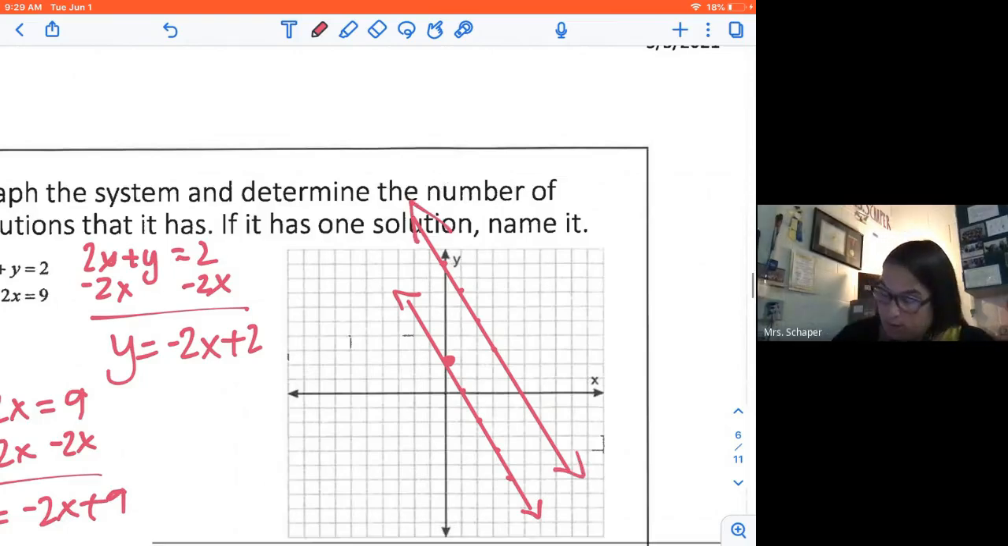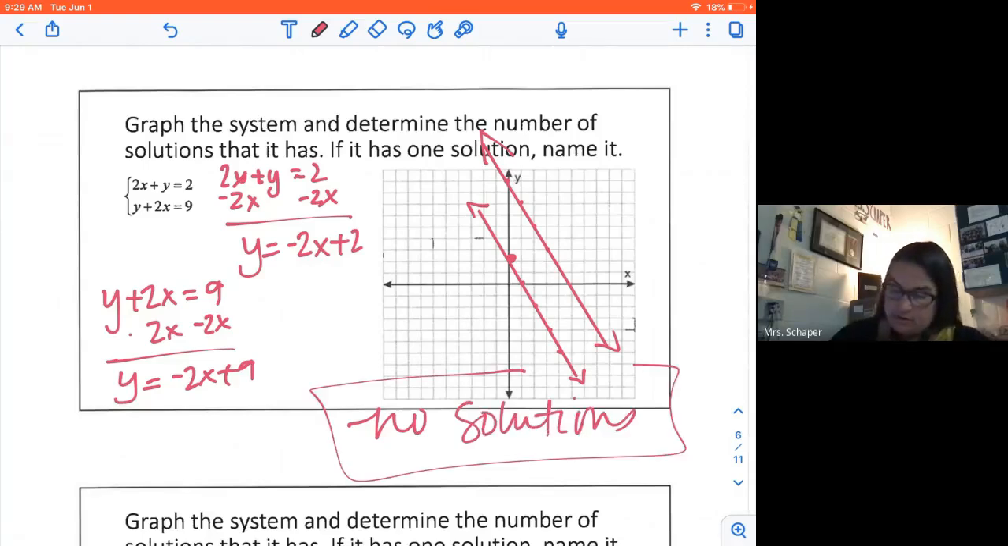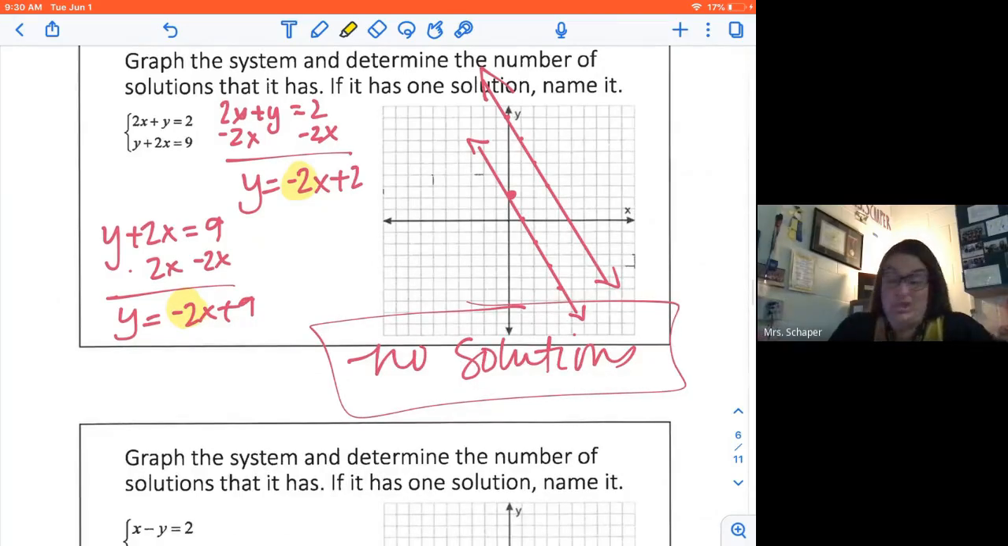So that means that there are no solutions. And another hint to this would have been that their slopes are identical. And if they have the same slope, they're parallel. The lines are parallel. They have no solutions. So we would just say no solution. There's just nowhere where it crosses.